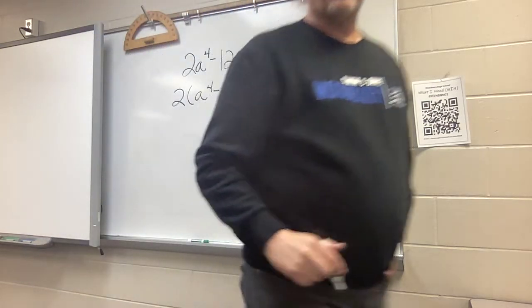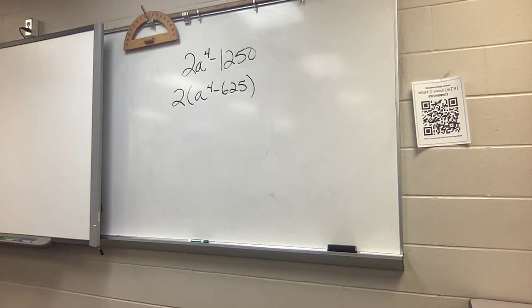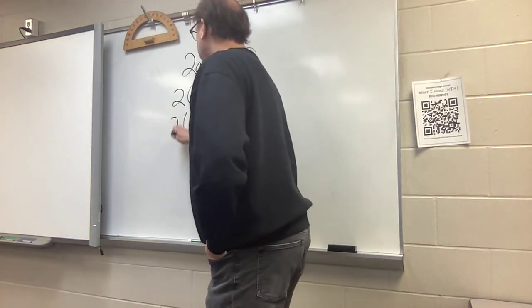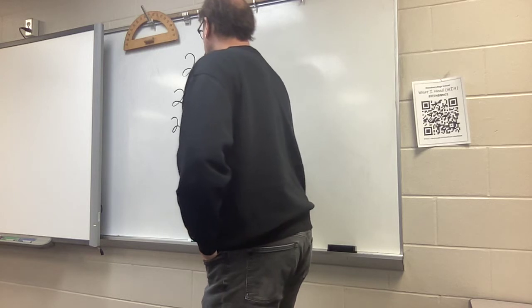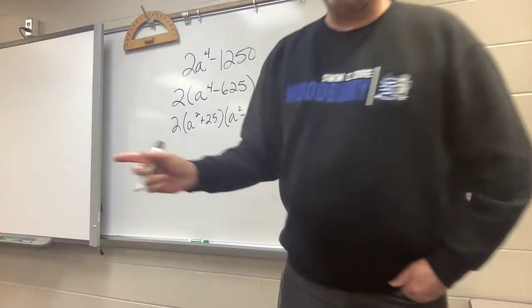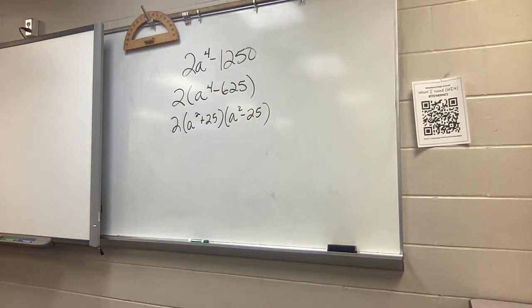Nobody got as high as 625. It might be a square. Please, on your calculator, see if 625 is a square. It is. The 2 must come along. A squared plus 25. A squared minus 25. I believe that's the same basic problem that we had just 2 minutes ago. We have one more step to do.